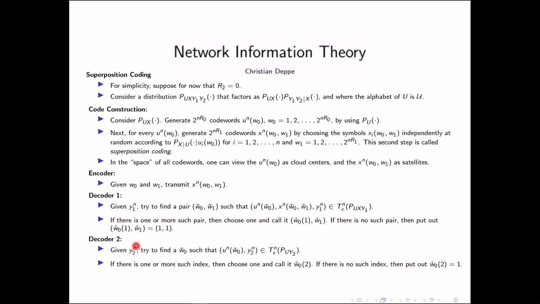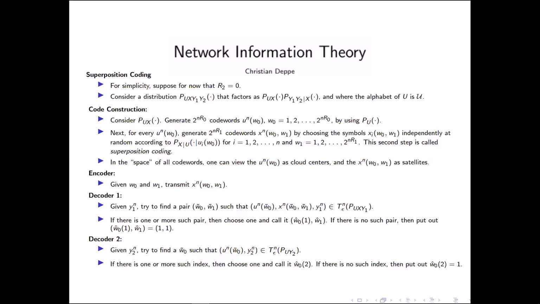Now decoder 2, because R2 is 0, only wants to get the common message. So he gets y2^n, and he tries to find a w0 tilde such that u^n(w0 tilde) and y2^n are jointly typical with respect to the joint distribution of u and y2. And again, if there is one or more index, choose one, and otherwise just put out 1. That's the construction. This is called superposition coding.